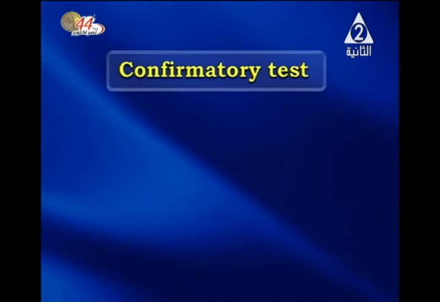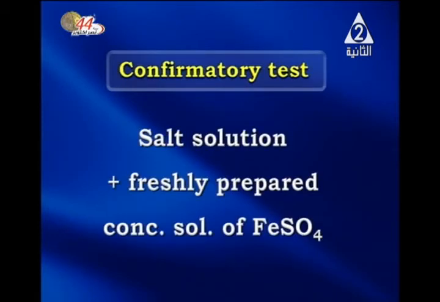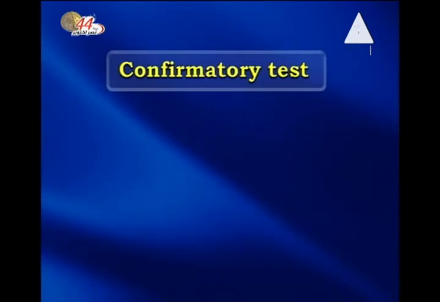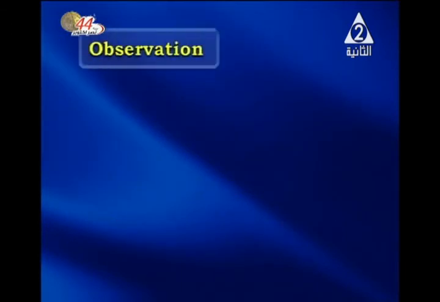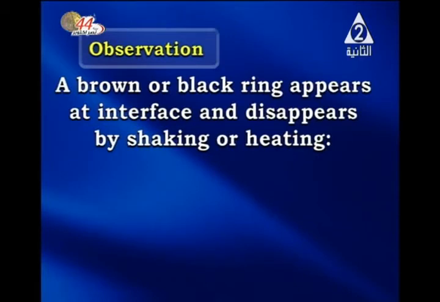Now we are going to discuss the confirmatory test. Here, the salt solution plus freshly prepared concentrated solution of iron 2 sulfate. Then add a few drops of sulfuric acid on the internal walls of the tube. The observation here is a brown or black ring appears at the interface of the tube and disappears by shaking or heating.